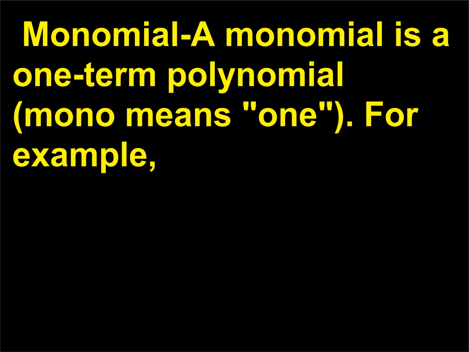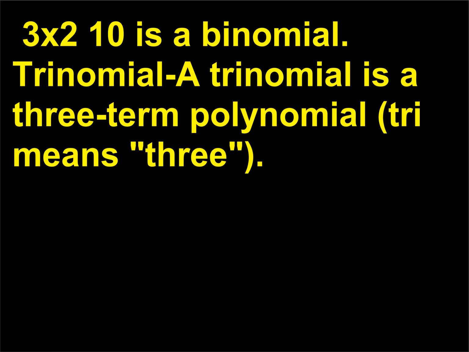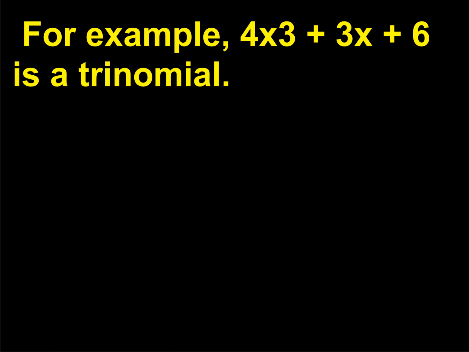Monomial. A monomial is a one-term polynomial, mono means one. For example, 3x is a monomial. Binomial. A binomial is a two-term polynomial, bi means two. For example, 3x² + 10 is a binomial. Trinomial. A trinomial is a three-term polynomial, tri means three. For example, 4x³ + 3x + 6 is a trinomial.